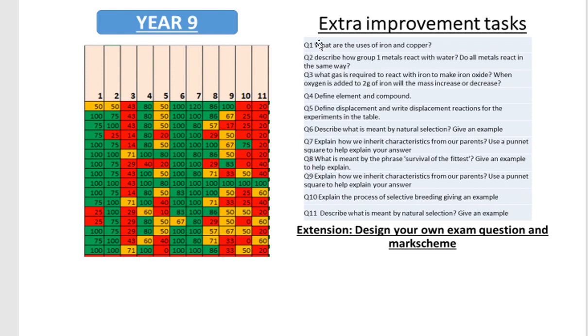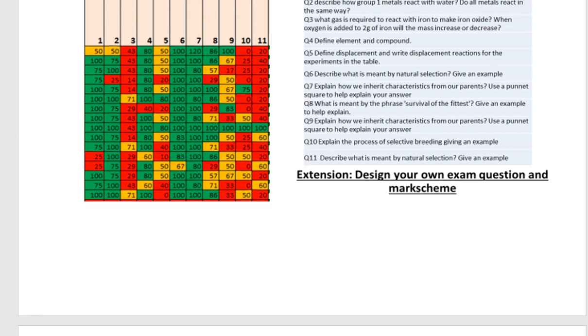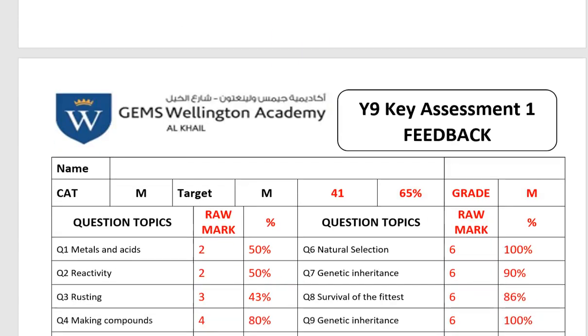Here we have a list of extra improvement tasks, one for each question that the students can do based on the key things that students found difficult in that question. The teachers have also given an extension task allowing students to try their own exam question. So when students get their feedback, they would receive some feedback that may look like this.